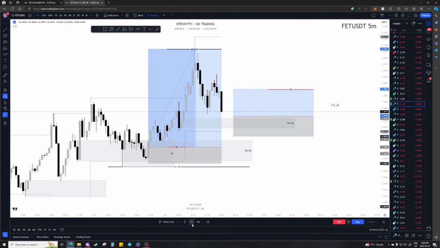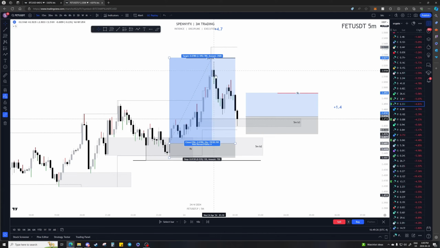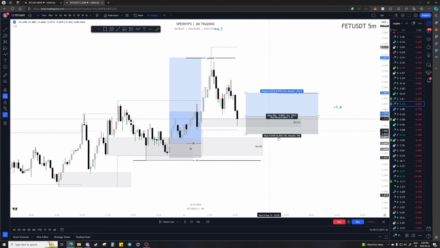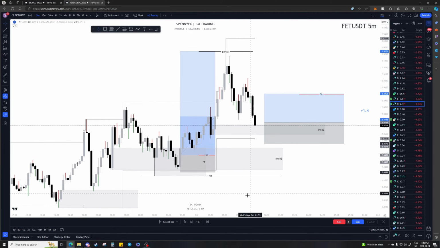So let's continue to play it forward. And then after we made a third break here, and we had this unmitigated, I'll just zoom this out to make it a bit easier to see. We had this unmitigated demand zone from the third break. As we do know, we are valid to take entries up to break 3 while we're in stage 1. This is something that we teach in the server as well.